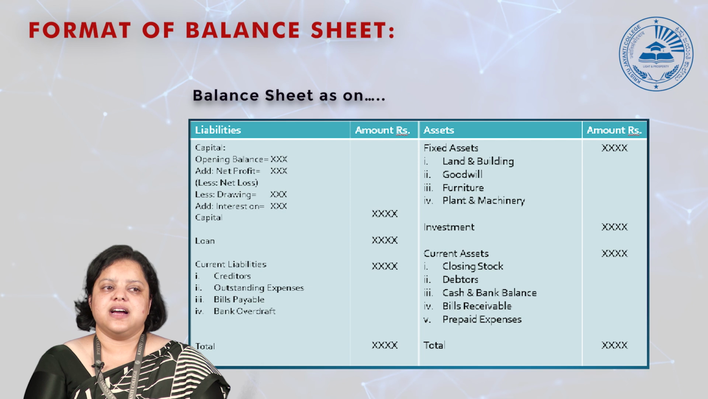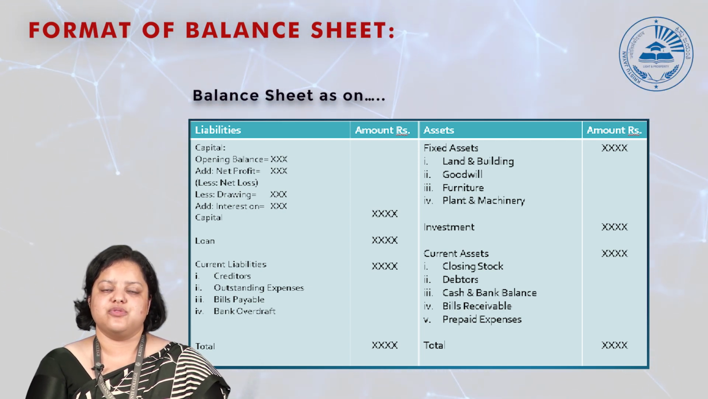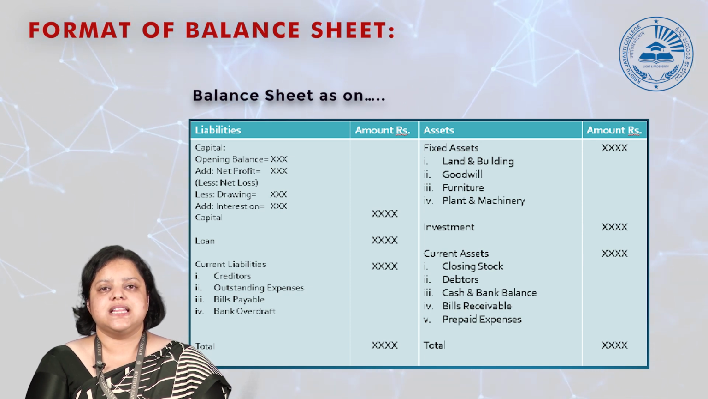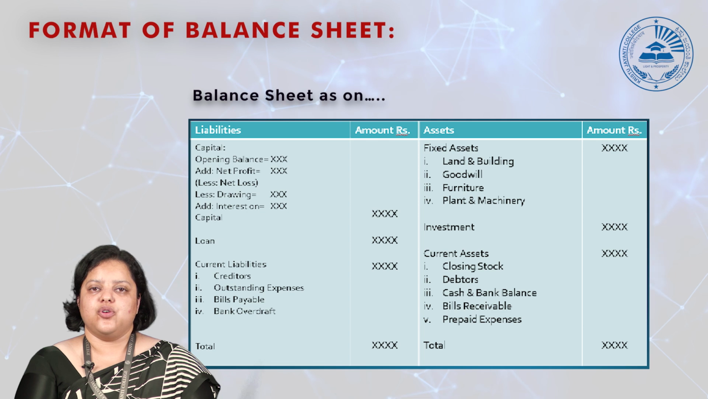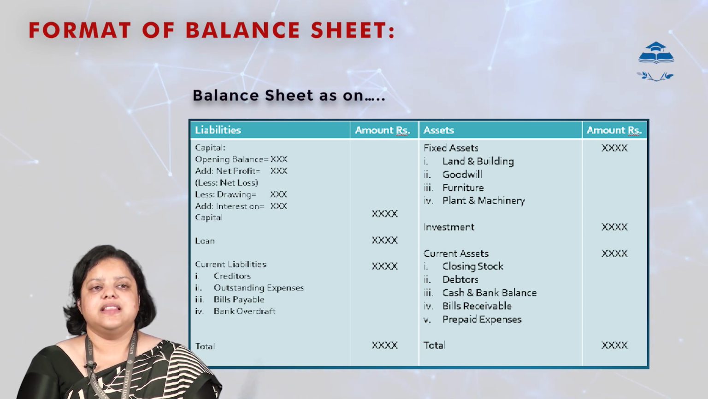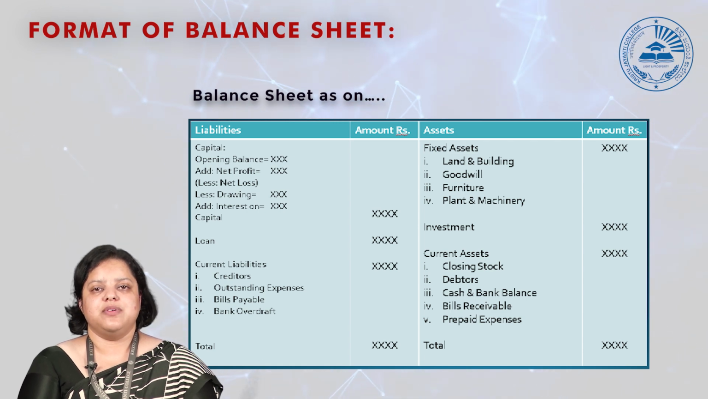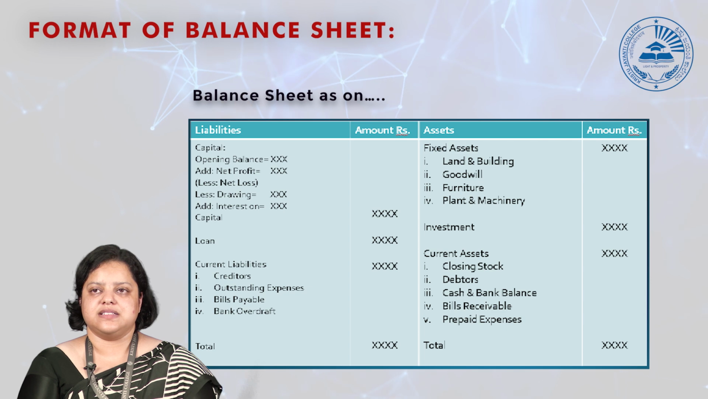Third heading is current liabilities. Under current liabilities we can record the creditors, outstanding expenses, and any bank overdraft. These are the items coming under current liabilities. After recording all these items we need to make the total, and then move to the asset side. On the asset side we mainly have three headings: fixed assets, investment, and current assets.